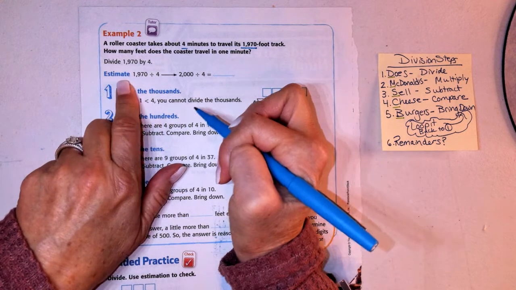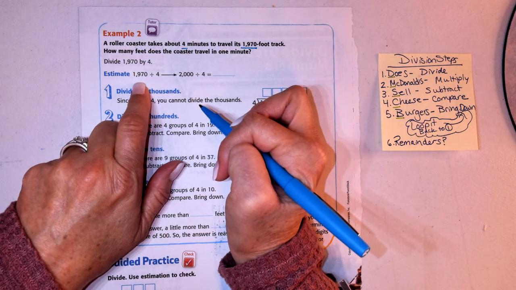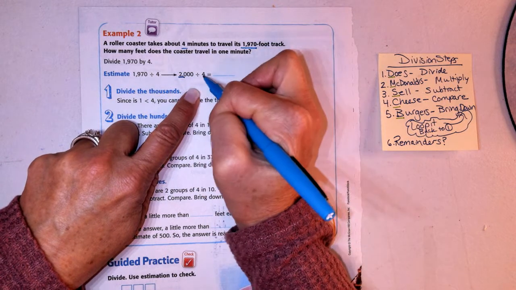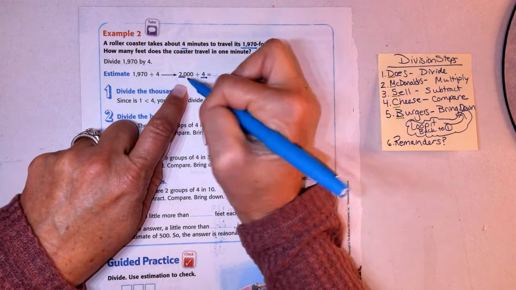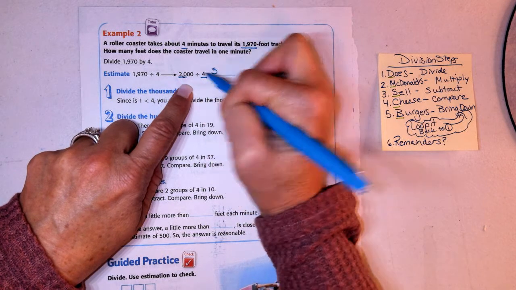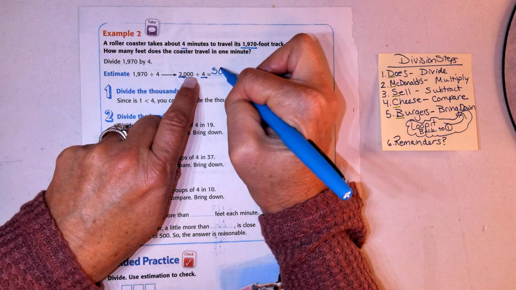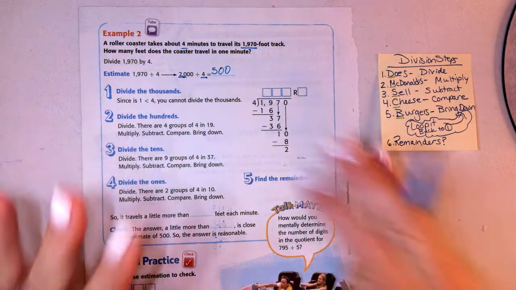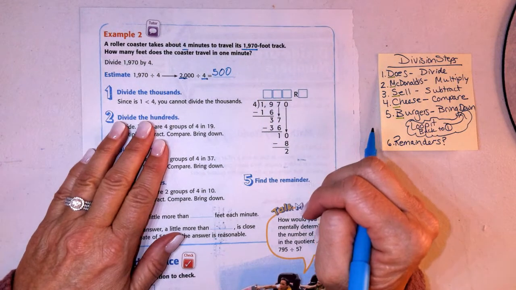Oh, I'm sorry. We're going to estimate first. 1,970 could round to 2,000, and we can divide that by 4. I look for my basic fact. 20 divided by 4 is 5. So I'm going to add 2 more zeros, and that's going to be about 500. So let's see if we can get an answer that's close to that.